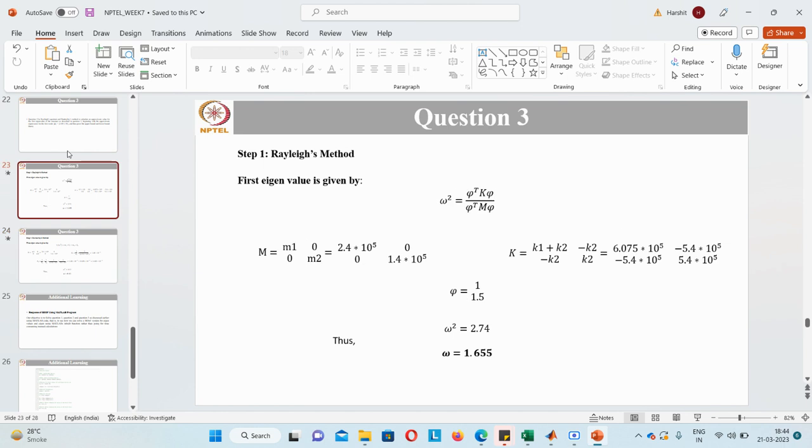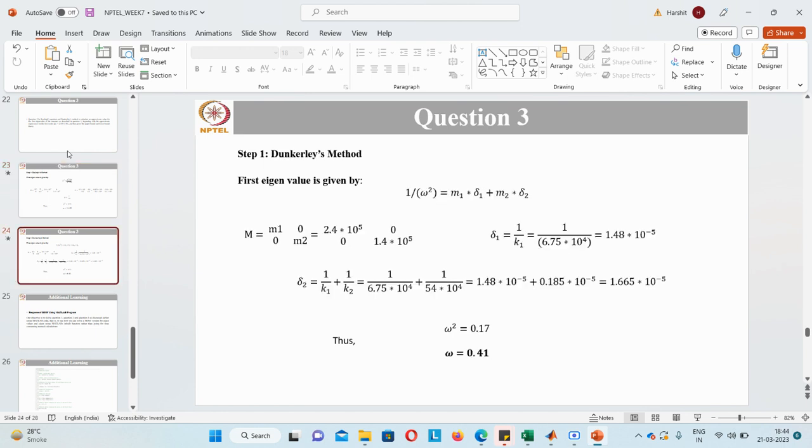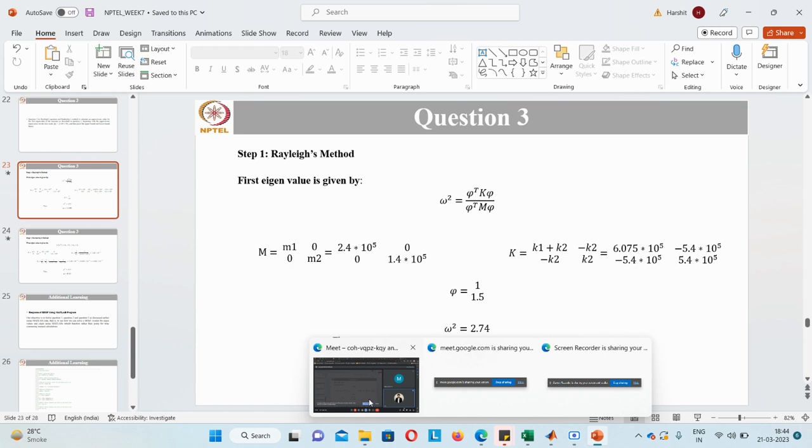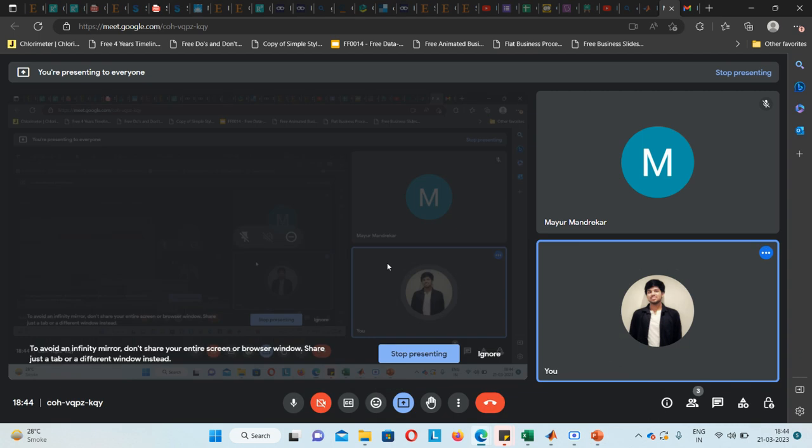I hope everyone is clear with how to apply Rayleigh's method and Dunkley's method, and how to see the upper bound and lower bound concept. With Rayleigh's method, we obtain a very high value of omega compared to the actual one. But in the MATLAB tutorial today, we will see how we can get close to the actual value. I hope this question was clear.